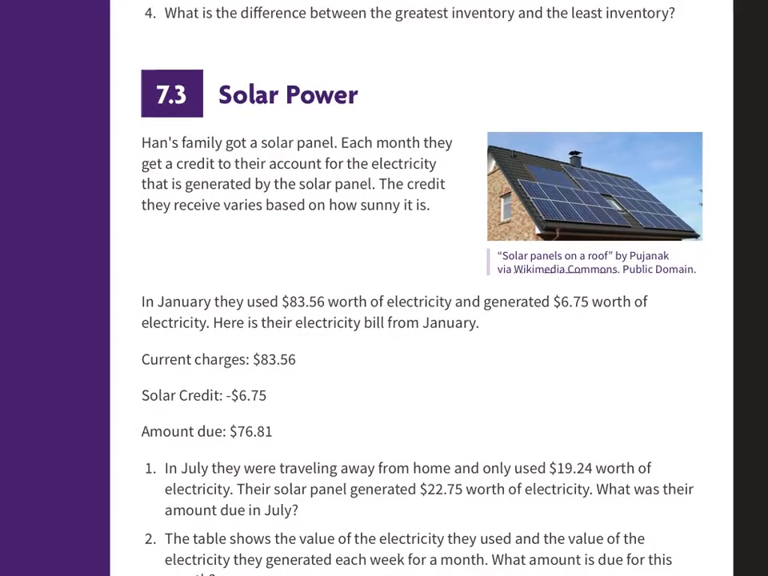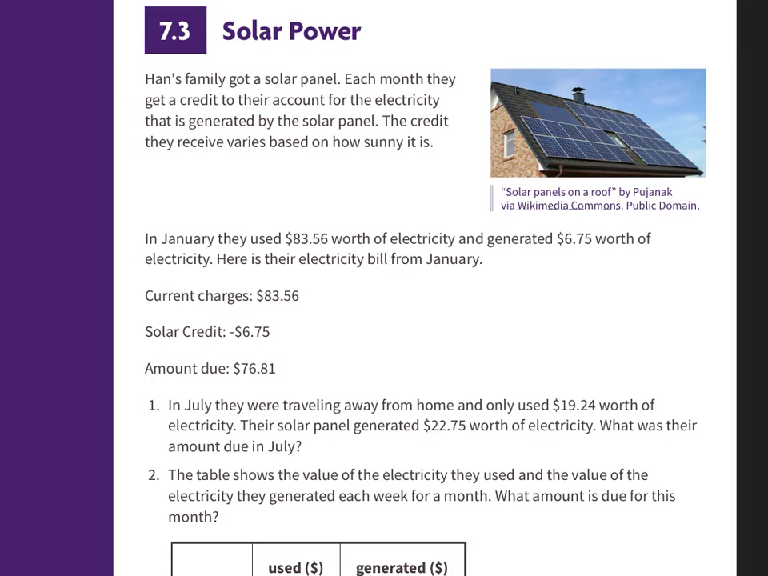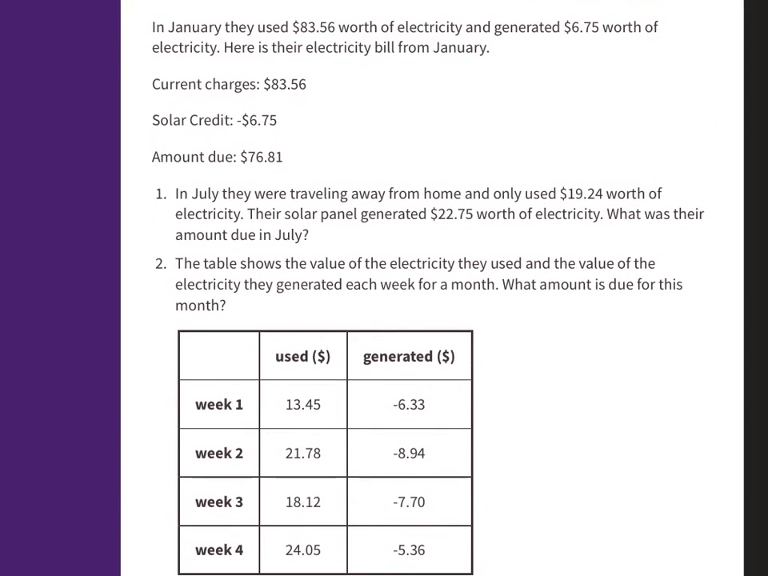All right, solar power. Han's family got a solar panel. Each month, they get a credit to their account for the electricity that is generated by the solar panel. The credit they receive varies based on how sunny it is. In January, they used $83.56 worth of electricity and generated $6.75 worth of electricity. Here's their electricity bill from January. So they got $83.56. They took off $6.75, and they got $76.81.